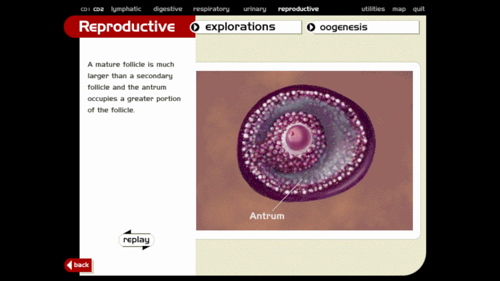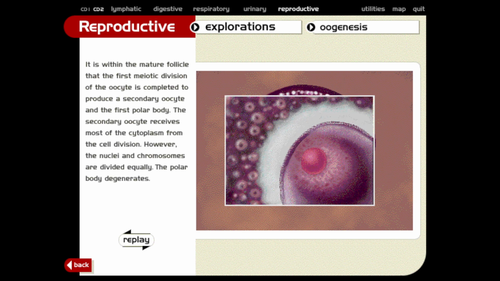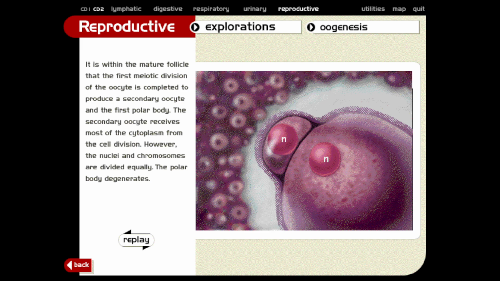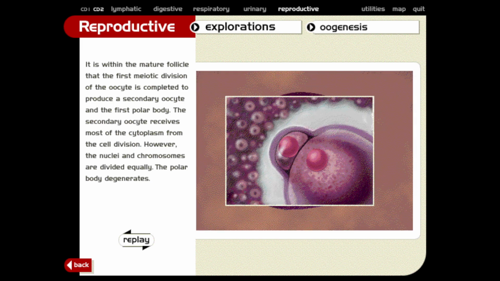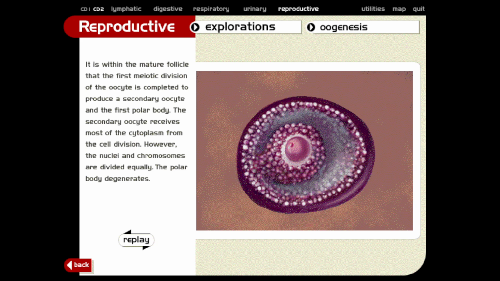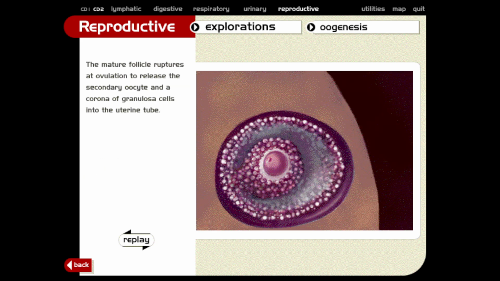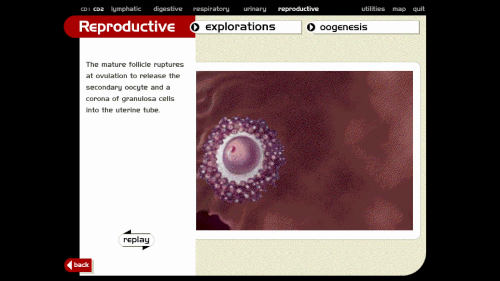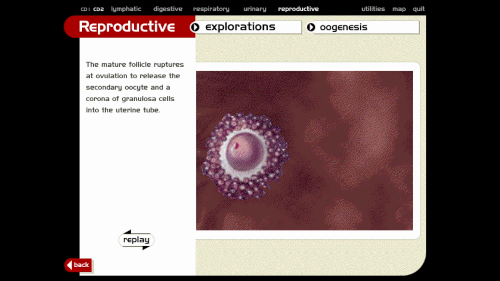A mature follicle is much larger than a secondary follicle, and the antrum occupies a greater portion of the follicle. It is within the mature follicle that the first meiotic division of the oocyte is completed, to produce a secondary oocyte and the first polar body. The secondary oocyte receives most of the cytoplasm from the cell division. However, the nuclei and the chromosomes are divided equally. The polar body degenerates. The mature follicle ruptures at ovulation to release the secondary oocyte and a corona of granulosa cells into the uterine tube.